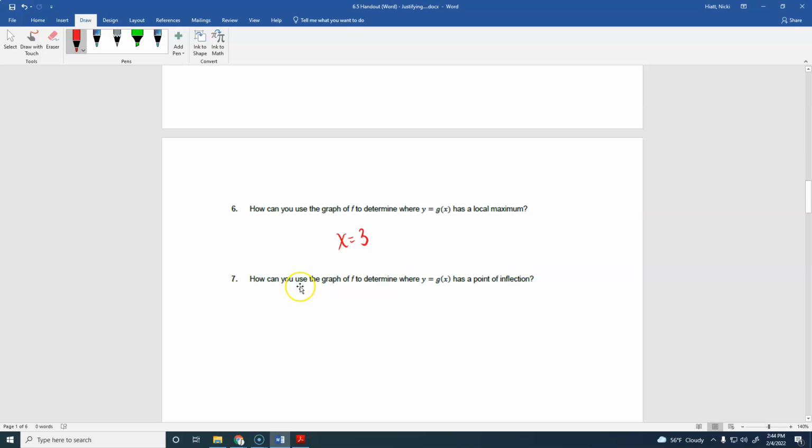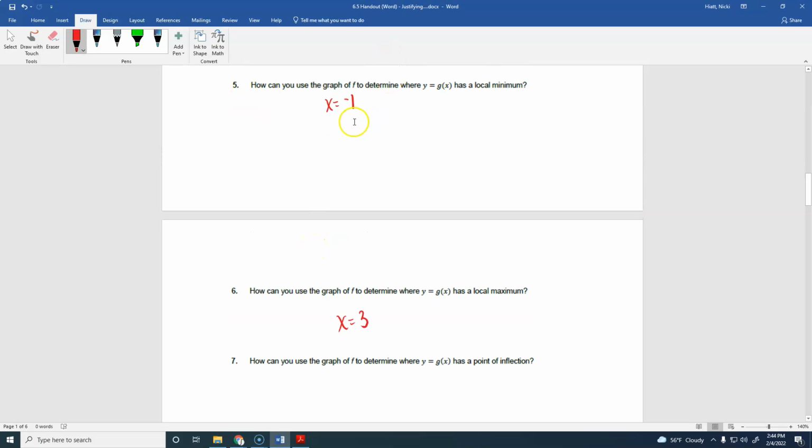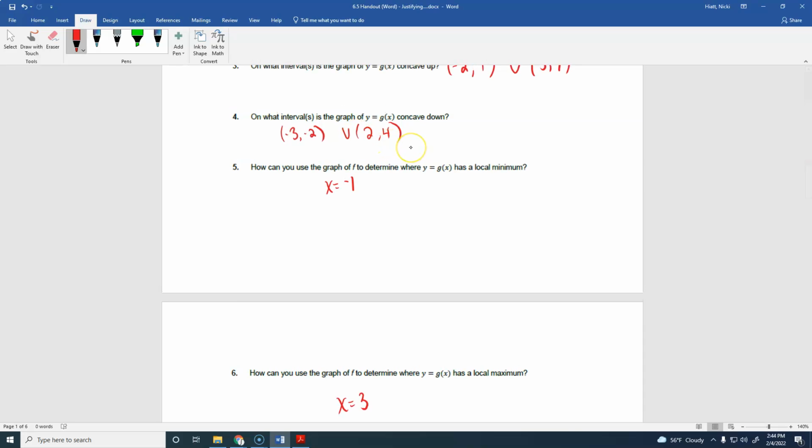And it says, how can you use the graph of f to determine where y equals g of x? Actually, this is how can you use the graph of f. I should have been answering that. At x equals -1 because f switches from negative to positive. I think it'll be okay. I think that's pretty standard. Yeah. They don't let us use plus or minus, but they let us use that. They might let you use plus or minus. I'm just afraid to use plus or minus.